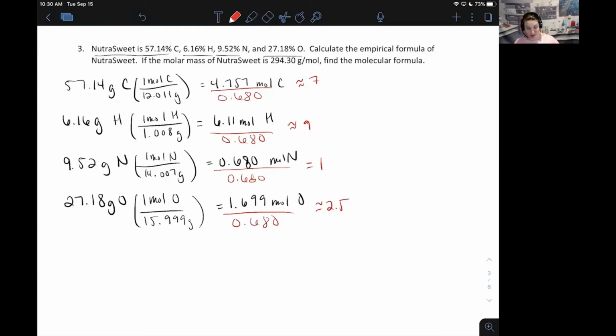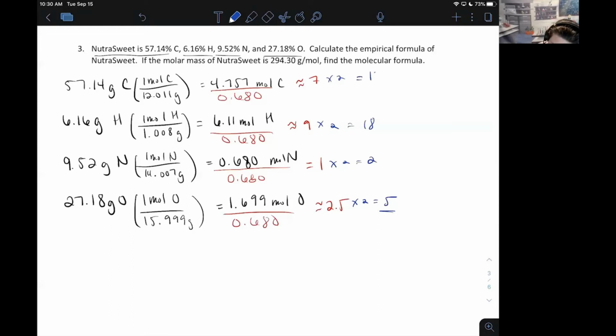That is not a whole number. So what do we do? We now have a non-whole number. So we have 7, 9, 1, and 2.5 as our ratios. But if we take all of them and multiply them by 2, we can go from 2.5 to a 5, so a whole number, which is what we need, and then 18, 2, and 14.